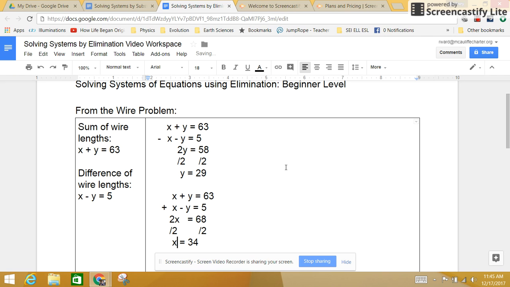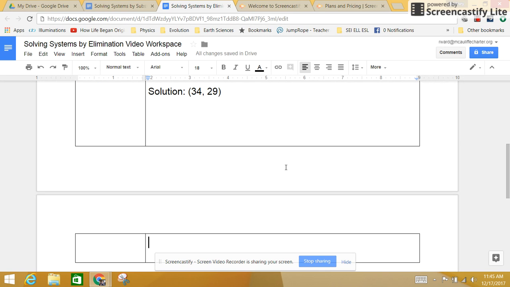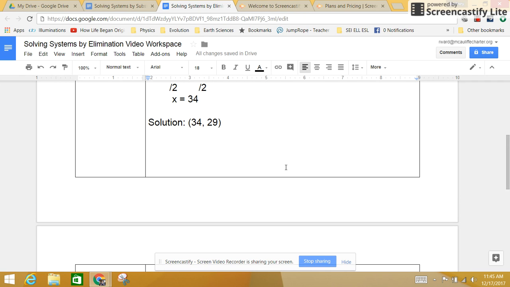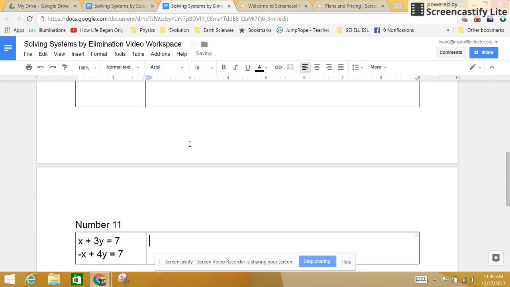Okay, so I have a solution now. My larger piece of wire is 34 centimeters. My shorter piece of wire is 29. So 34, 29 is my solution. And then I can do all the other work I needed to do to figure out the difference in the areas of the squares. I'd find the side length of each square by quartering each wire, square what I got when I quartered it, and get the difference. But that's another video. If you want me to do that, I will. Just let me know in the comments.